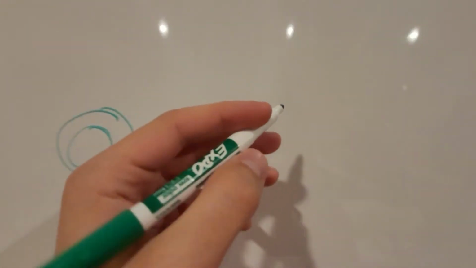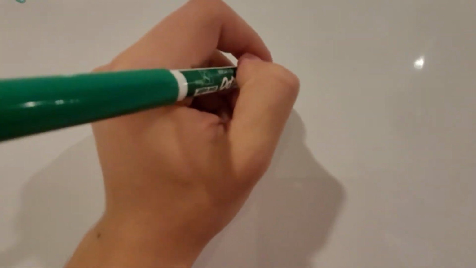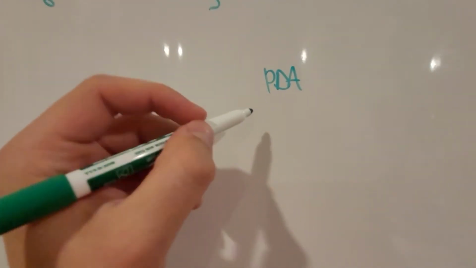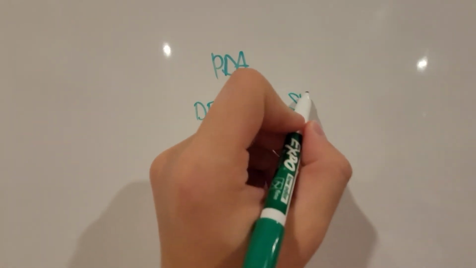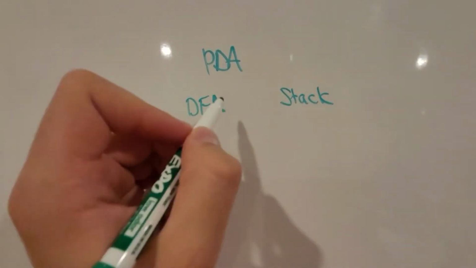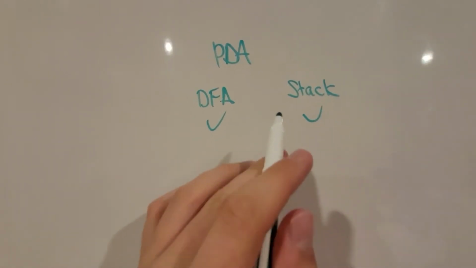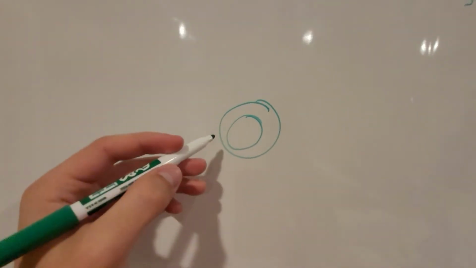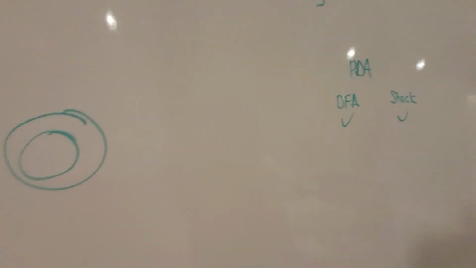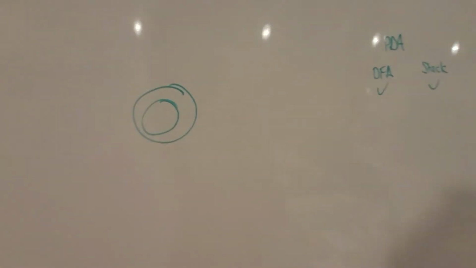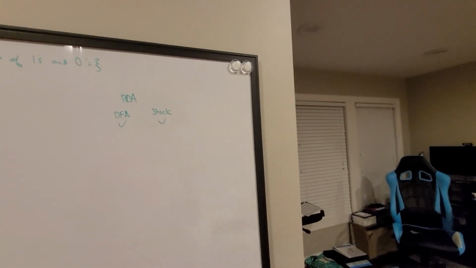Keep in mind, with a PDA you have a DFA, and then you have a stack, and both have to be checked off for the PDA to be true. So even if we have it going to the accept state here on this DFA, but the stack's not empty, then we know that the string is not valid. So how do we do this?